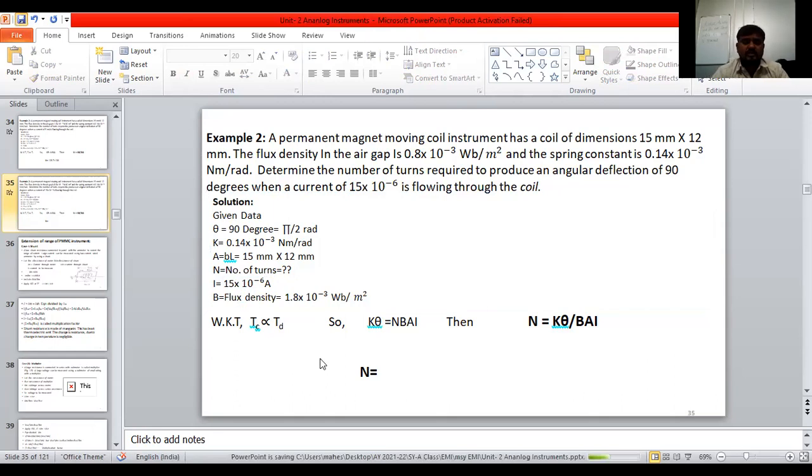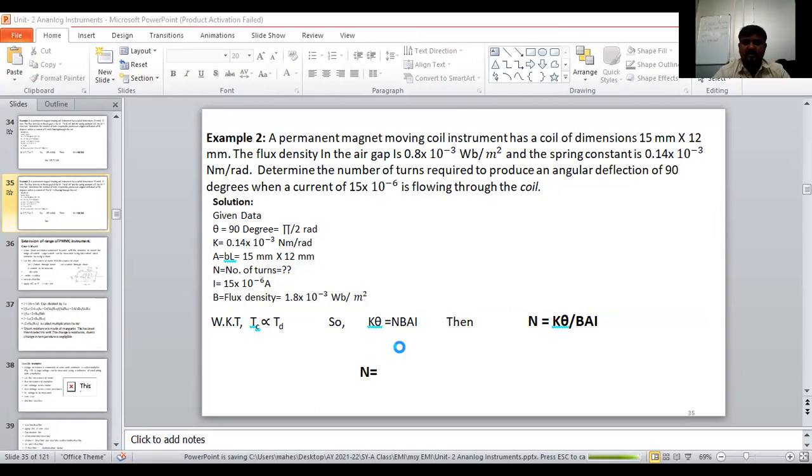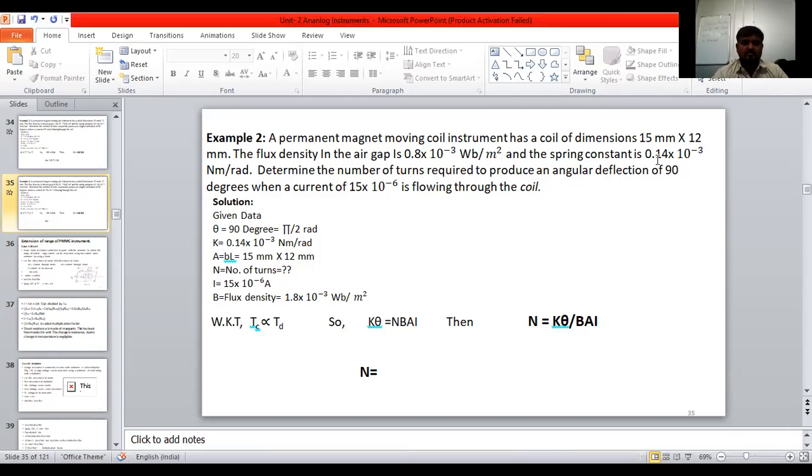I have not changed anything about the K theta. K I have kept as it is. The spring constant 0.14, I have changed previously, 0.14 into 10 to the power of minus 3, I have done here. And theta is 5/2 only.